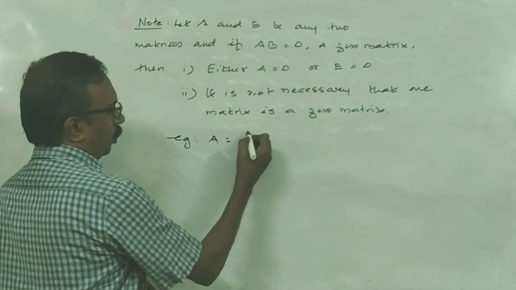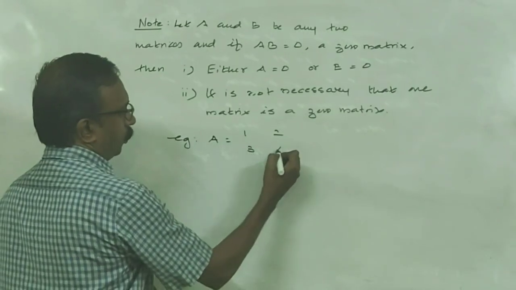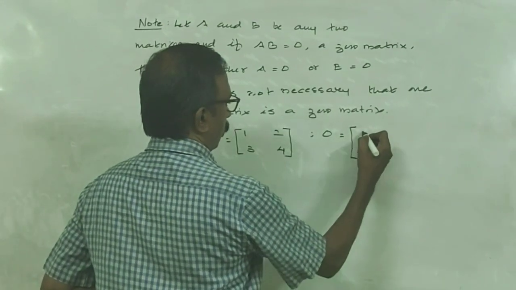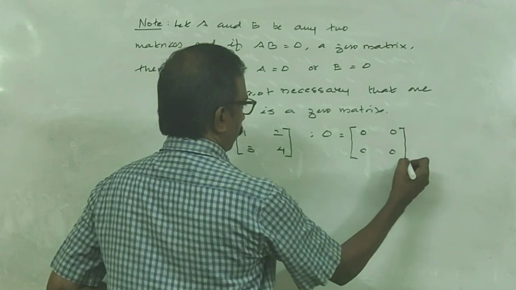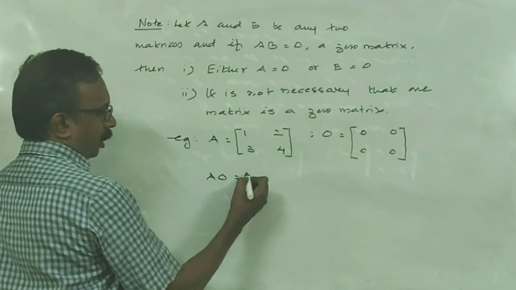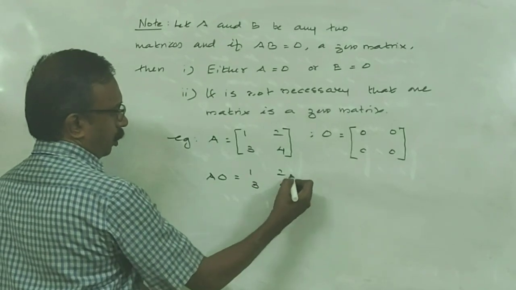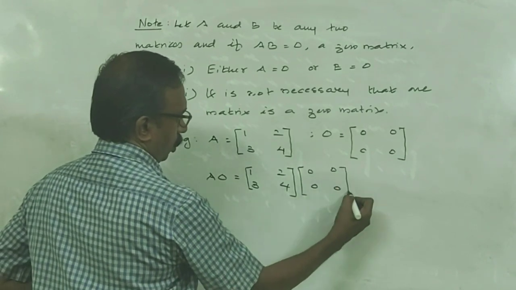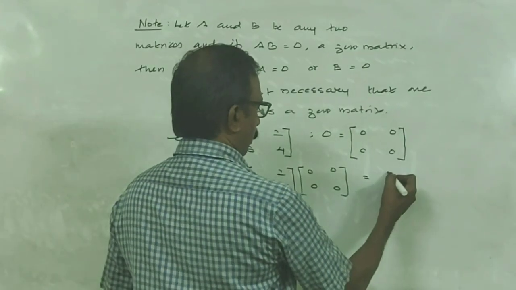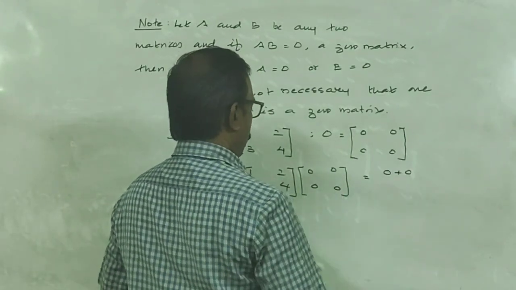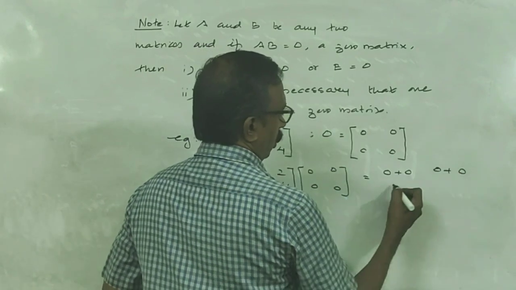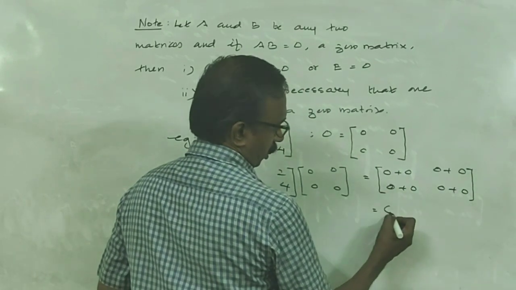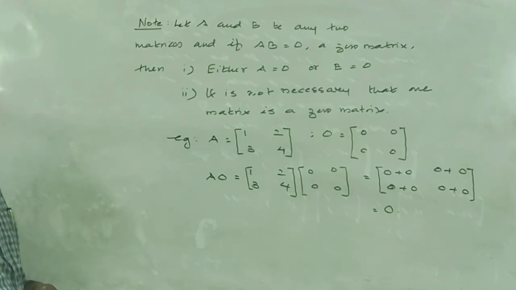Example, A is equal to [1, 2; 3, 4]. And 0 is a 0 matrix of order 2, [0, 0; 0, 0]. Here if you find A into 0, that is [1, 2; 3, 4] into the 0 matrix [0, 0; 0, 0]. So 1 into 0 is 0, plus 2 into 0 is 0. Again 1 into 0 is 0 plus 0. So here also 0 plus 0, 0 plus 0. So we get a 0 matrix. The 0 matrix is denoted by big 0.